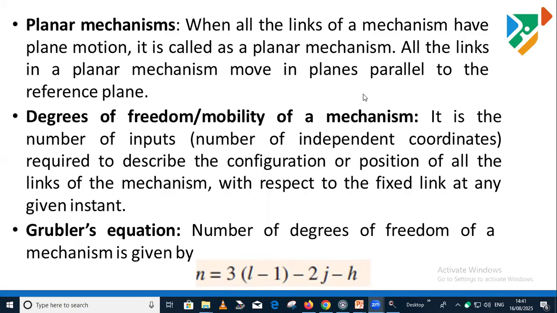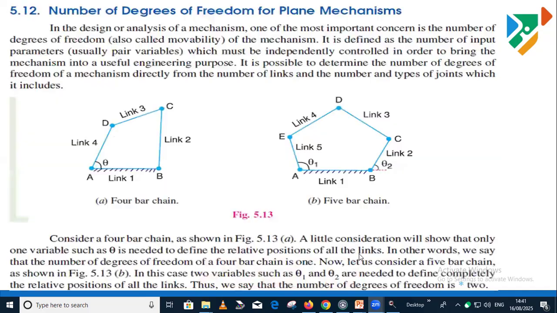So we have discussed two types of mechanism. One mechanism is a planar mechanism. It has motion in a planar direction, that is, motion along x, y, z direction in a parallel plane with respect to the reference plane. To calculate this degree of freedom, we have to use Gruebler's equation. That equation is n is equal to 3(L minus 1) minus 2j minus h. L is the number of links, j is the number of lower pairs, h is the number of higher pairs.